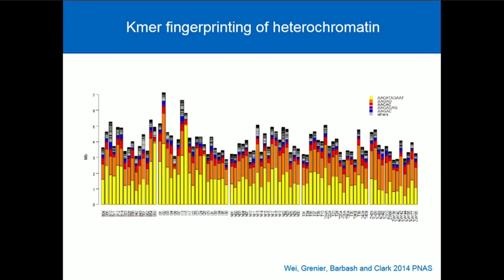So each different color is a different K-mer repeat. The 5 most common K-mers are indicated with colors, and the rest are in gray. You can see this yellow bar is a particular 10-mer that's quite frequent in flies. And these are all female sequences, so there's no Y chromosome in this yet. They vary by a factor of 5 or 6 in abundance of many of these K-mers. So they're really different from each other.